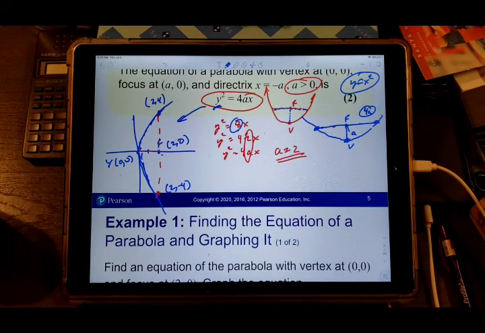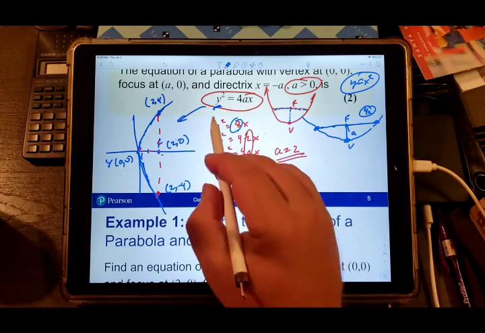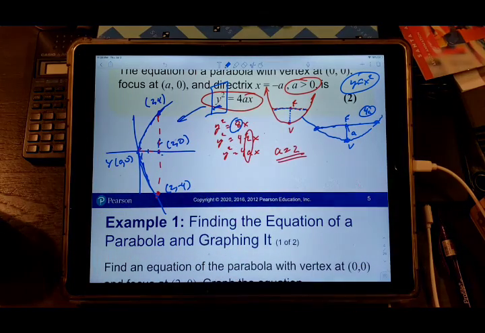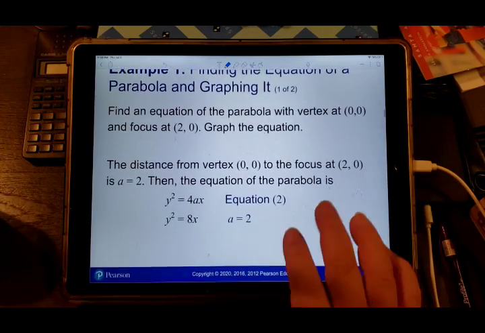In this section, we always solve for the squared variable. We isolate the squared variable. And so that's why I call this revisiting the idea of parabolas.